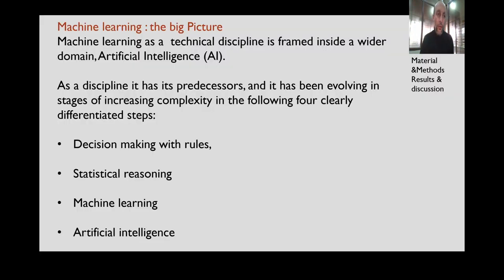Hi everyone. So, machine learning as a technical discipline is not an isolated field coming from the void, but as you can guess, it's framed inside a wider domain that's artificial intelligence. As a discipline, it has its predecessors and it has been evolving in stages of increasing efficiency and increasing complexity. And the following, we can say, four clearly differential steps.